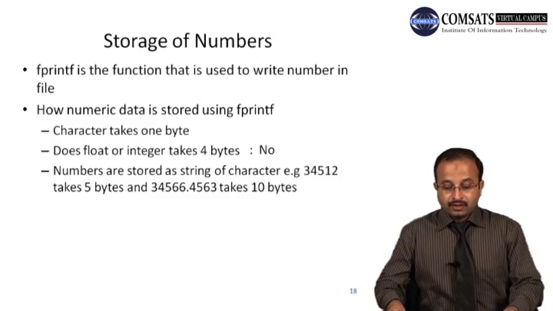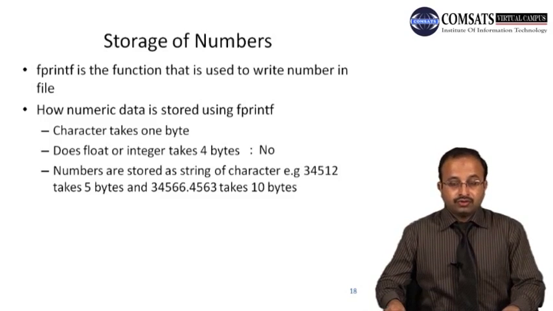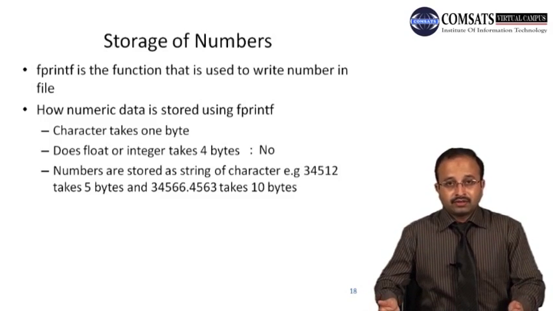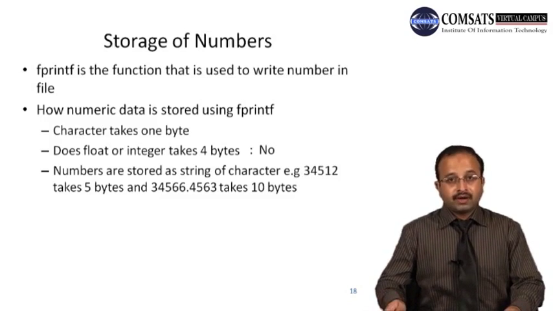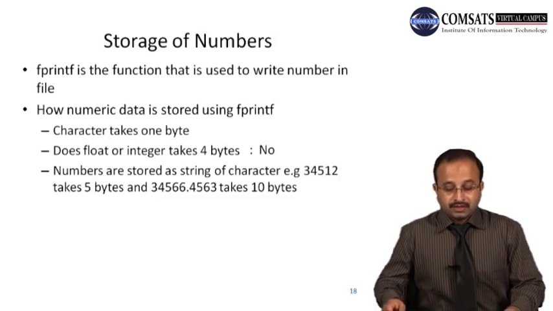For example, 34512 takes 5 bytes, and 34566.4563 takes 4 bytes in memory because it's a floating point value, but when you write this value using the fprintf function in a file, it takes 10 bytes. Okay, it will take 10 bytes because when it is written, it will be written as a string. So every digit is a character then.